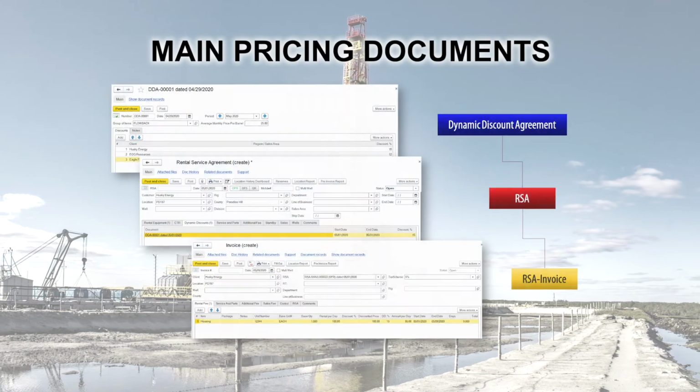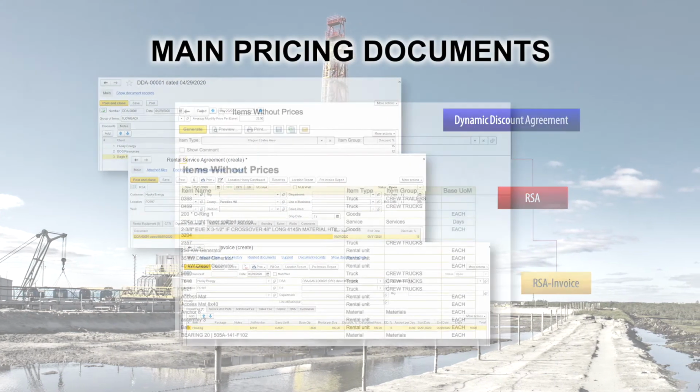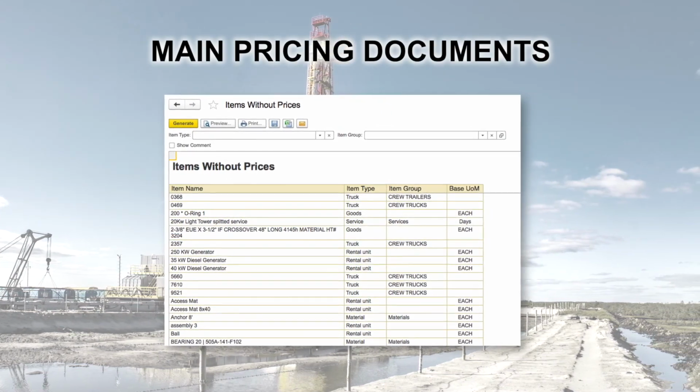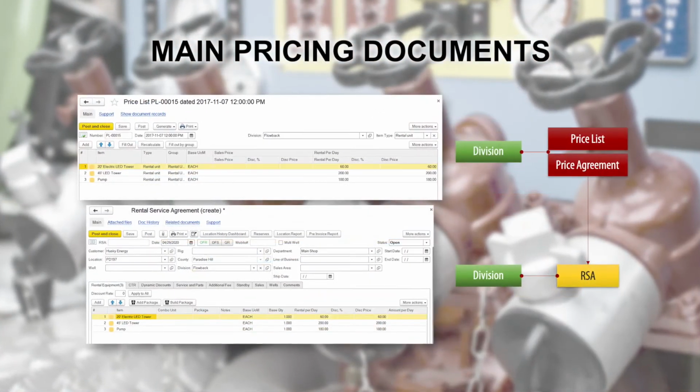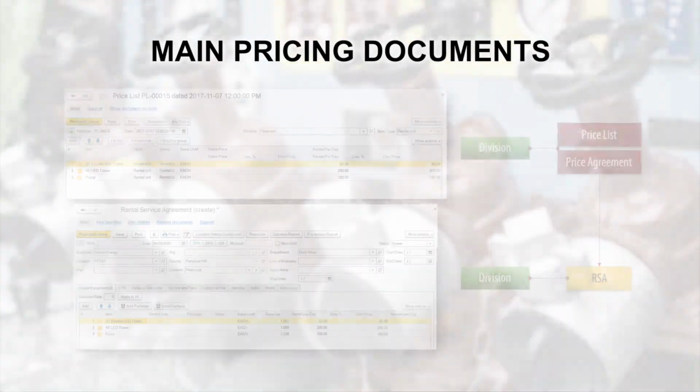There is a lot more to pricing in RigER than just these three documents: daily or periodic, service, sales rates, package and volume pricing, standby pricing, discounts, markups, and even more.